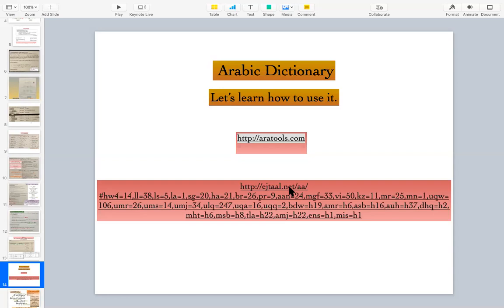Okay, so it's not a very good idea to use it for Quranic. But sometimes when I'm stuck, I use it and it helps. But it's not 100%. Okay, let's do ghafara. Let's see. So ghafara, it says forgiveness, pardon.